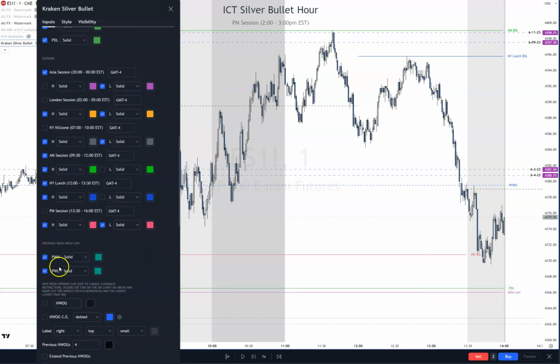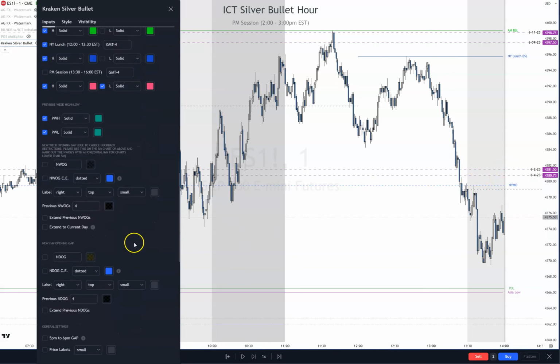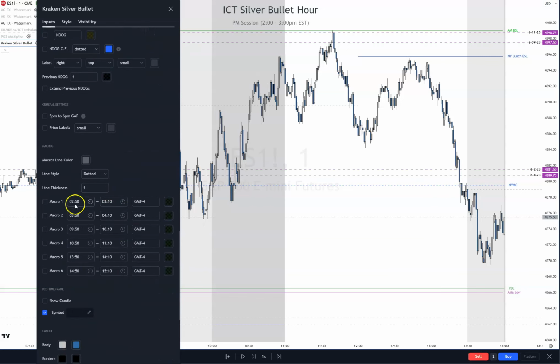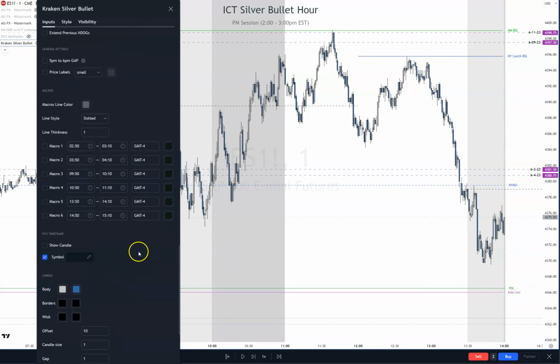Then we have previous week high and low. That's not on here because it's not relevant. And then we have the new week opening gaps. You have macros that you can turn on and off to see where the macros are. So like right now we could turn on this one and highlight the macro here. Did that in another video.